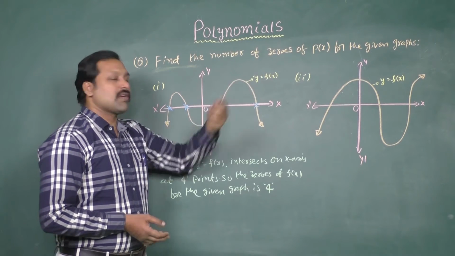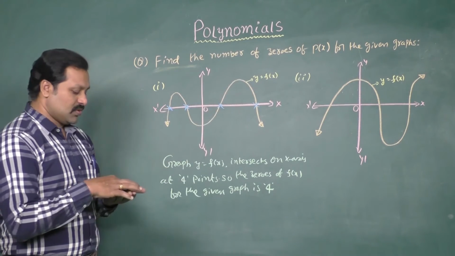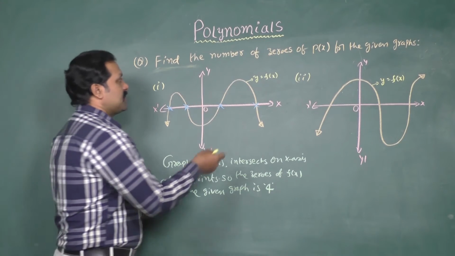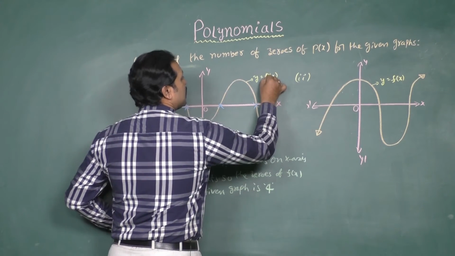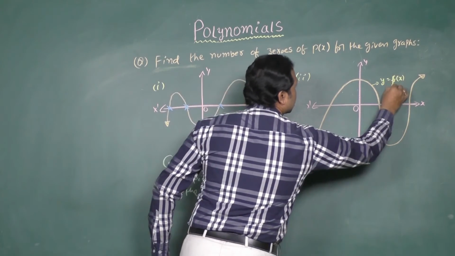So p of x or f of x, both are the same. Otherwise I will change this. This can also be written as p of x.